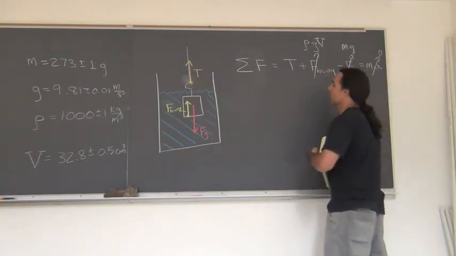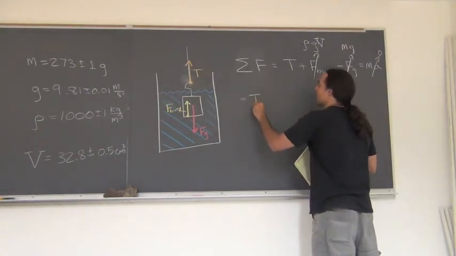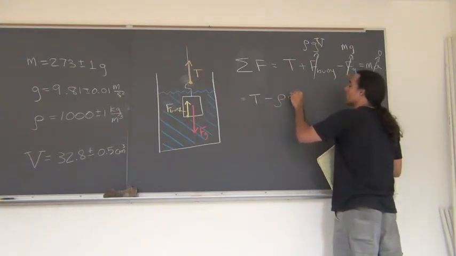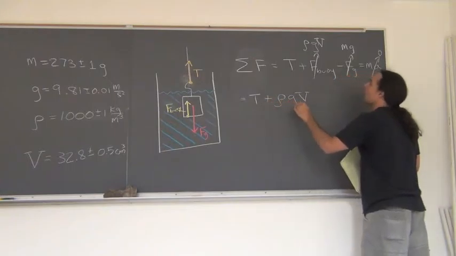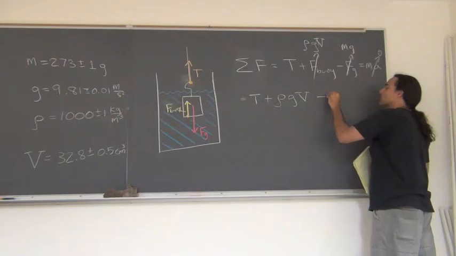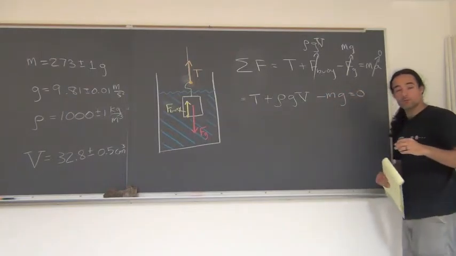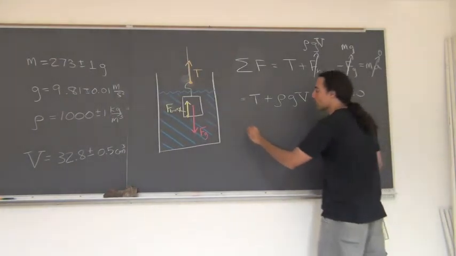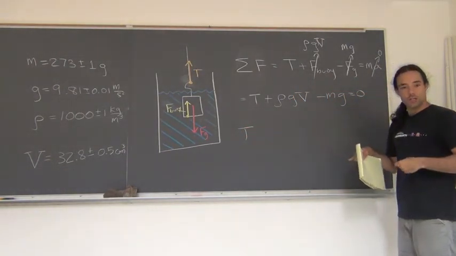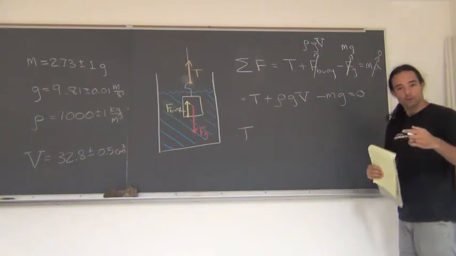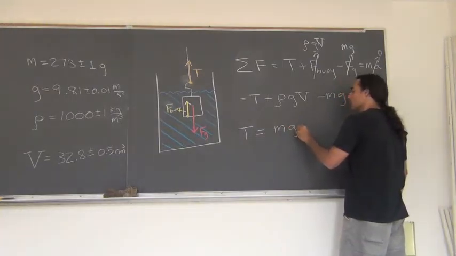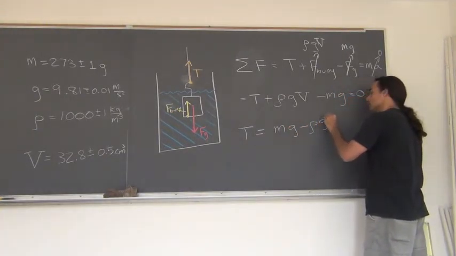So let's say this will give us tension plus, rather, fluid density times g times the volume minus mg must be 0. We can solve for the tension by moving these two over to the other side. I'm just going to add mg to both sides and subtract rho g V. It's going to be T equals mg minus rho g V.